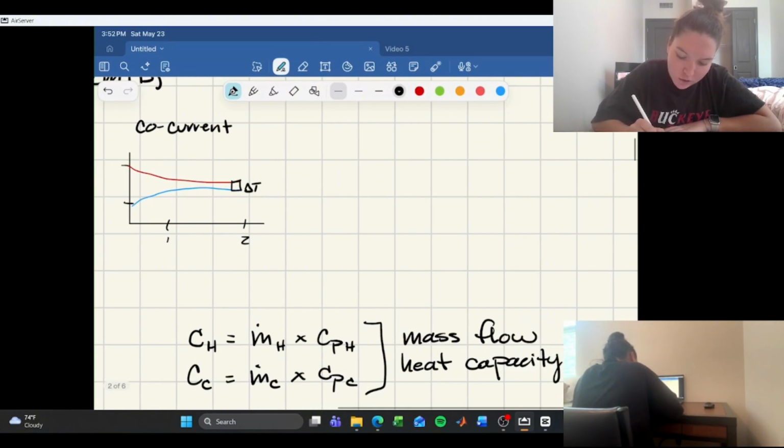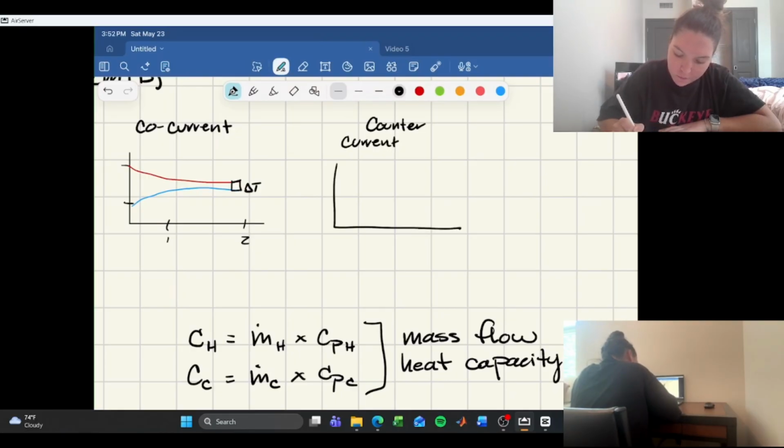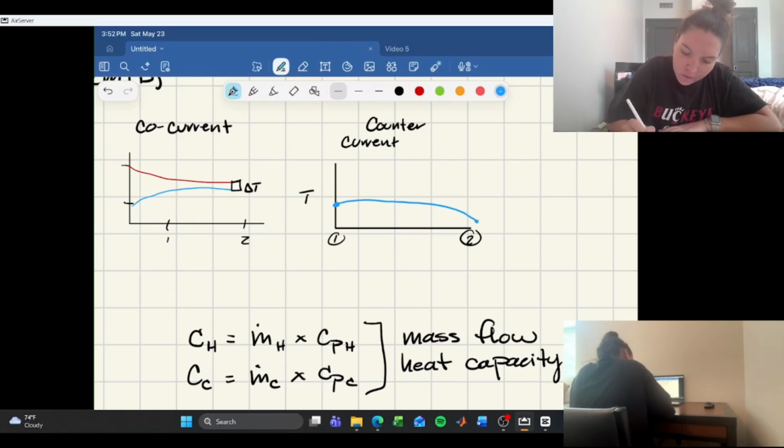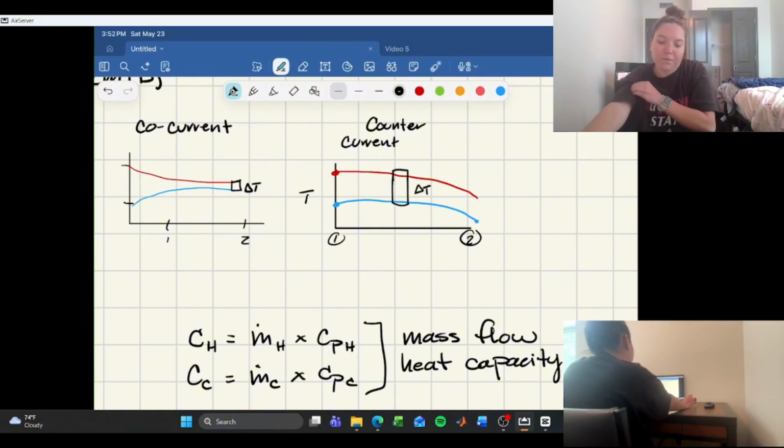So if we look at countercurrent, similar setup. So the temperature, this is position 1 and 2. So the cold stream is going to look like this. And then the hot stream is also going to curve in the same direction. So we're going to have a larger change in temperature during the countercurrent heat exchanger, so it's a bigger driving force.